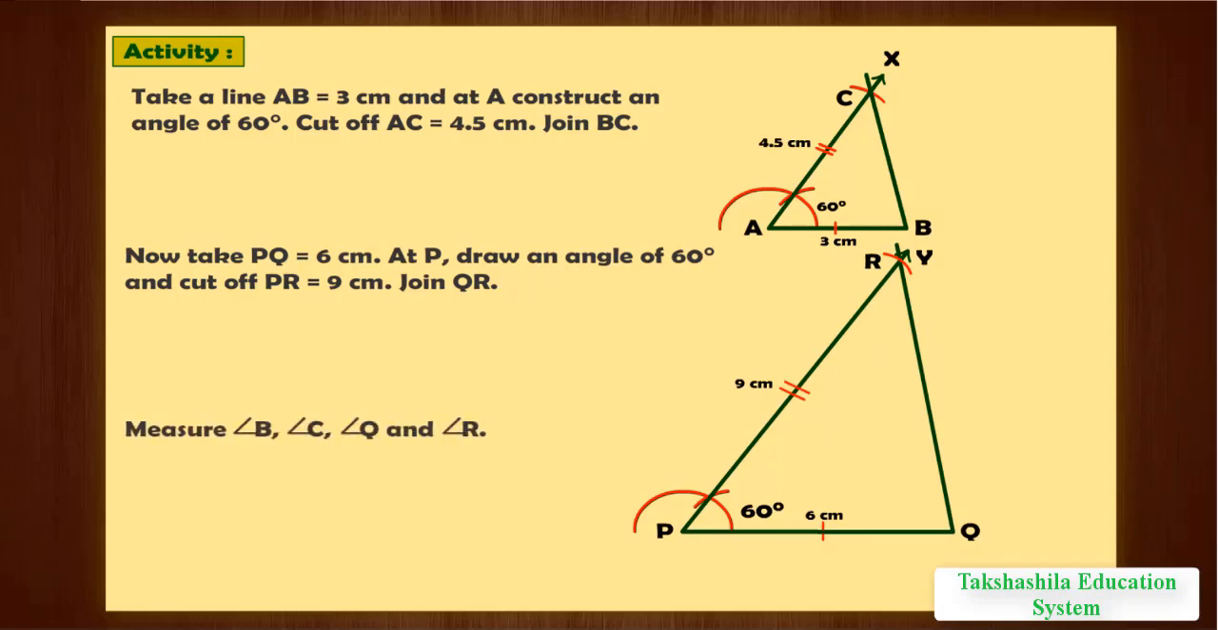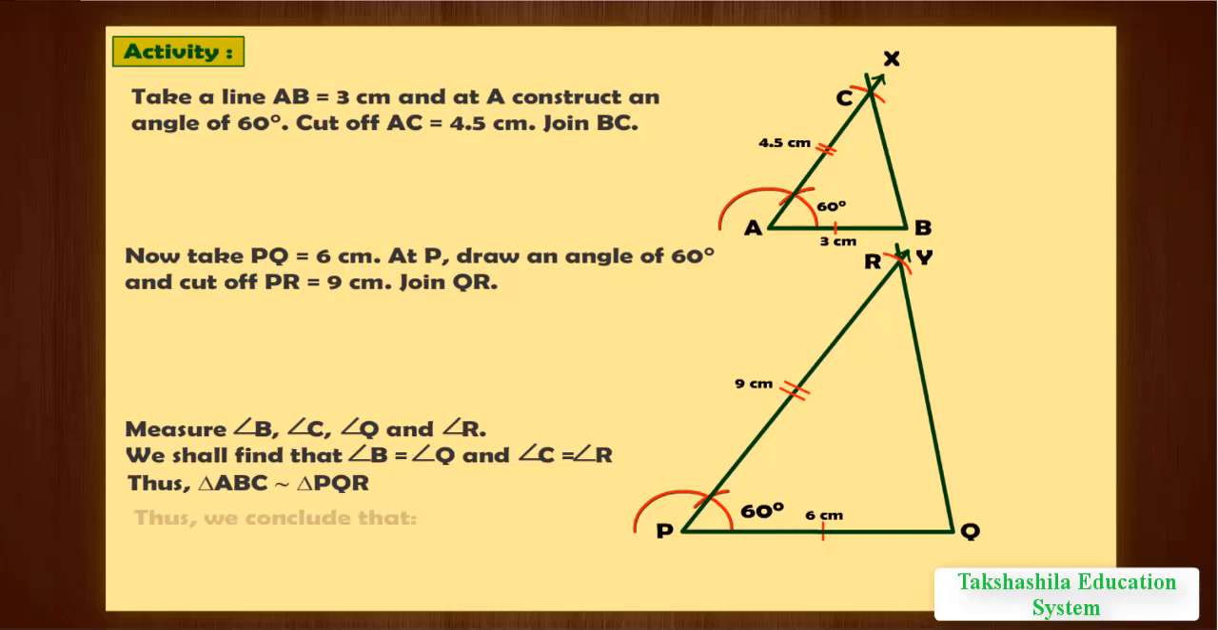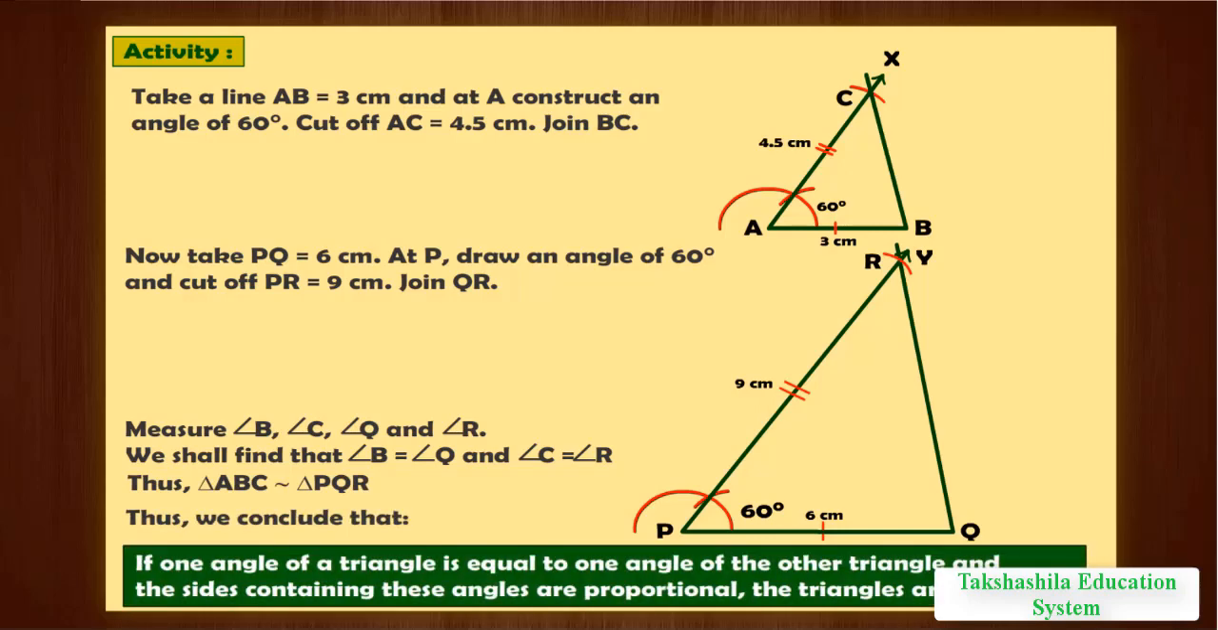Measure angle B, angle C, angle Q and angle R. We shall find that angle B is equal to angle Q and angle C is equal to angle R. Thus, triangle ABC is similar to triangle PQR. Thus, we conclude that if one angle of a triangle is equal to one angle of the other triangle and the sides containing these angles are proportional, the triangles are similar.